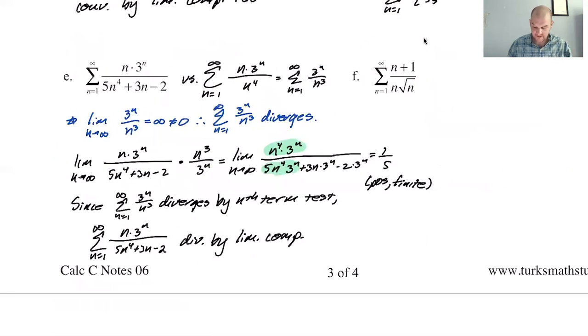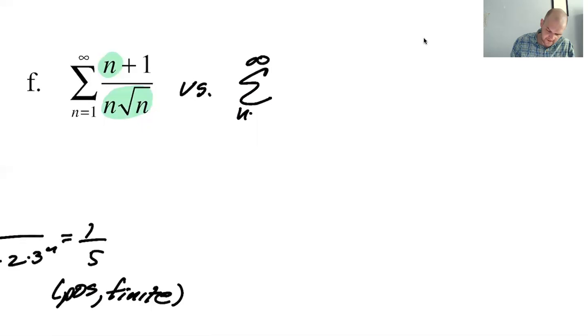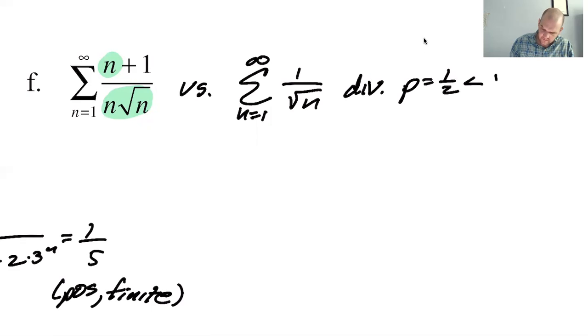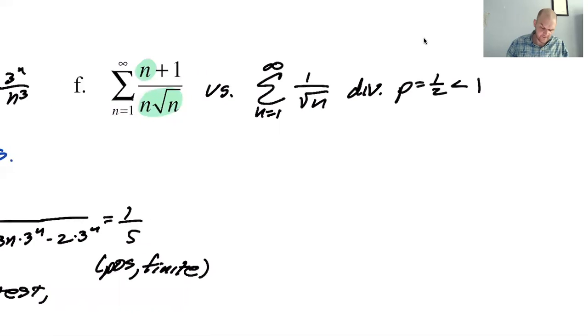So that does that. This next one looks like it's going to be a little bit easier, because think about your dominant terms. What really matters here is this, and what really matters here is this. So we're going to compare it to the things that matter. n over n times radical n is just 1 over radical n, which I know diverges because p is 1/2, which is less than 1. So I already know the whole thing diverges, but let's do the work.